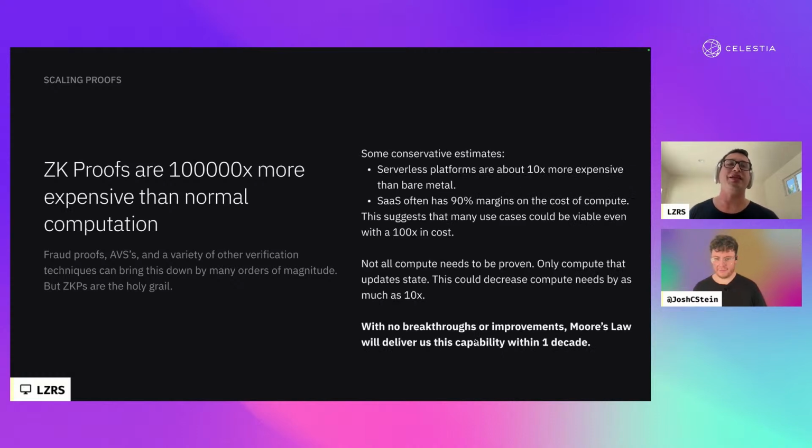But let's think about these numbers for a sec. First of all, people already operate high margin software businesses. Compute is honestly less than 10% of total expenses, but let's conservatively say compute is 10% of your total expenses as a software business. That means you have a decent margin, so even if compute was 10 times more expensive, your business could still be viable potentially. And people have 90% margins on serverless platforms, and these serverless platforms are 10x more expensive than bare metal.